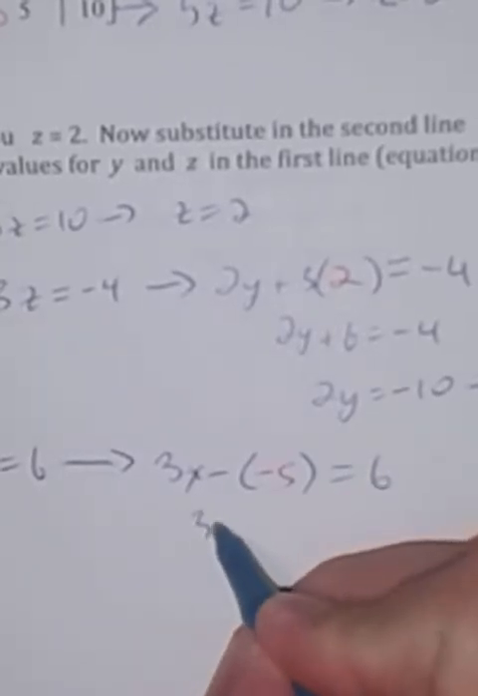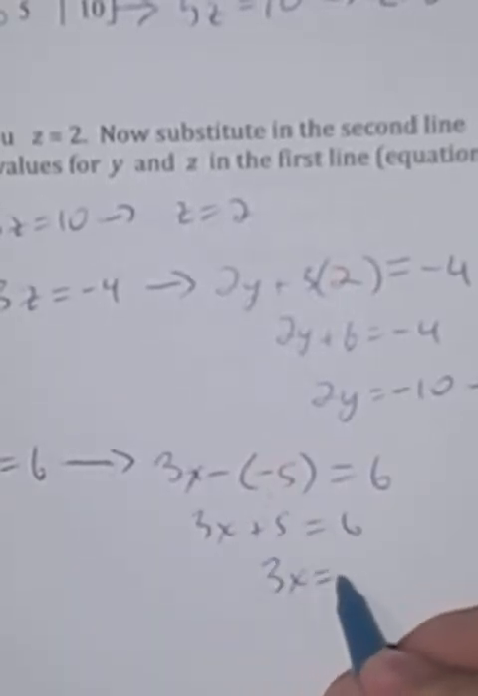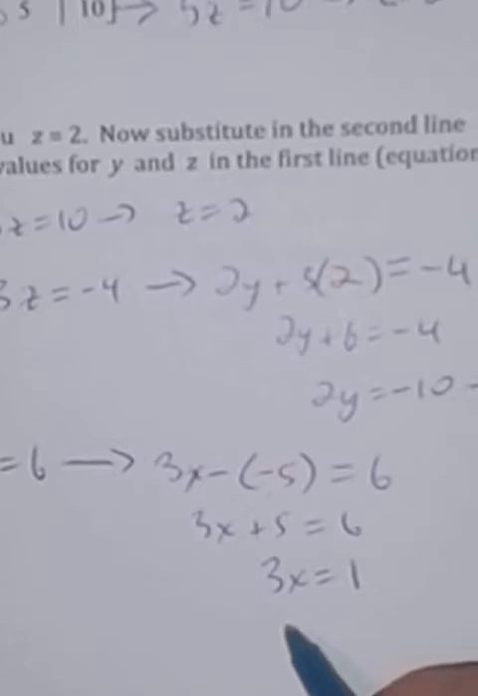So this is 3x plus 5 equals 6. We subtract 5, we get 3x equals 1. And divide by 3, so we get x equals 1/3. Okay? Now, how do we write this answer?